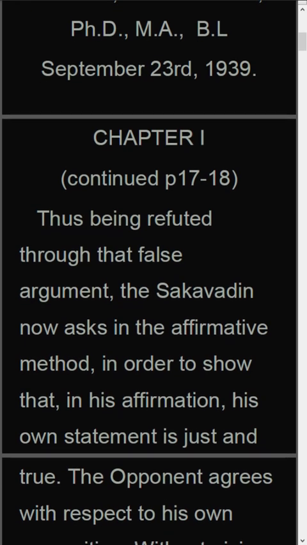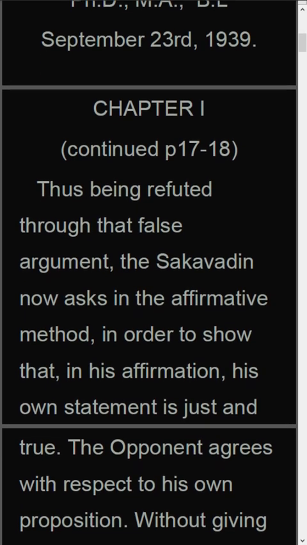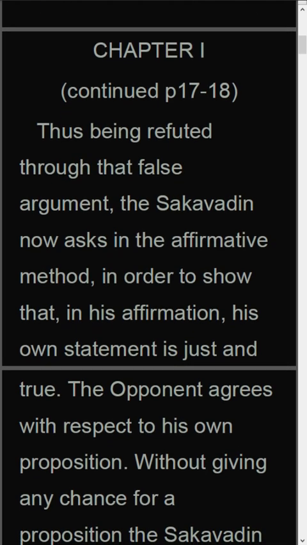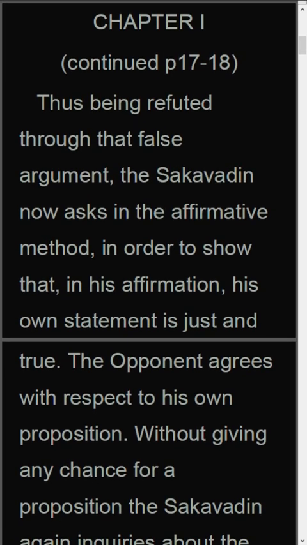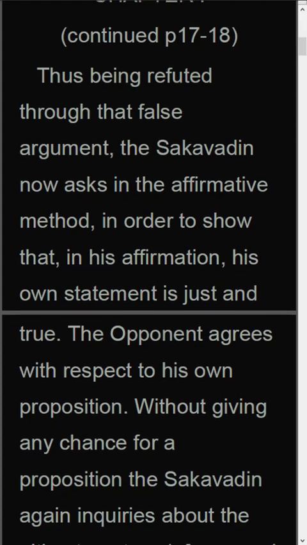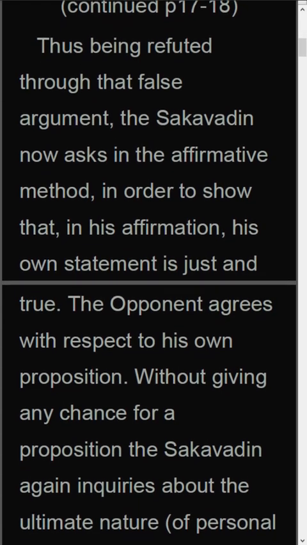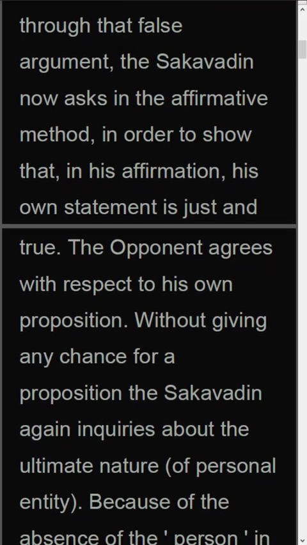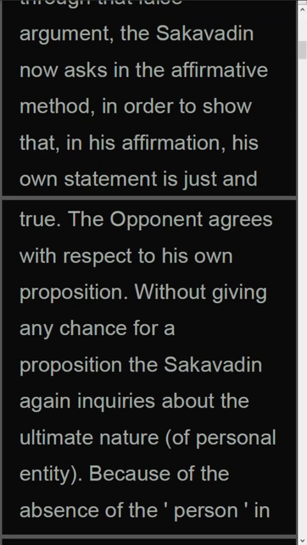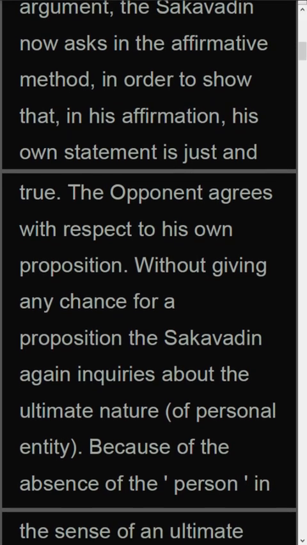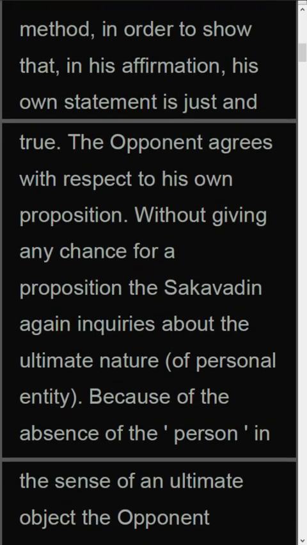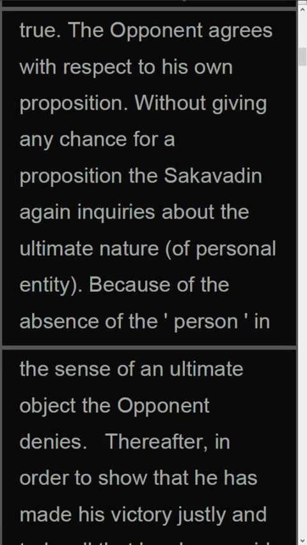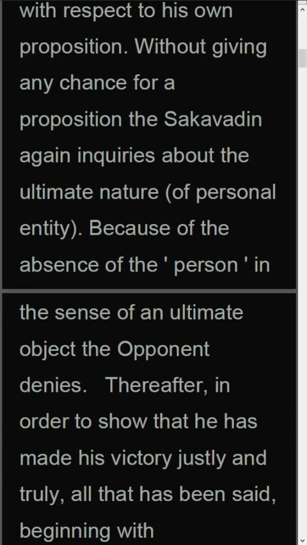Continued, p. 17-18. Thus being refuted through that false argument, the Sakavadin now asks in the affirmative method, in order to show that, in his affirmation, his own statement is just and true. The opponent agrees with respect to his own proposition. Without giving any chance for a proposition, the Sakavadin again inquires about the ultimate nature of personal entity. Because of the absence of the person in the sense of an ultimate object, the opponent denies.